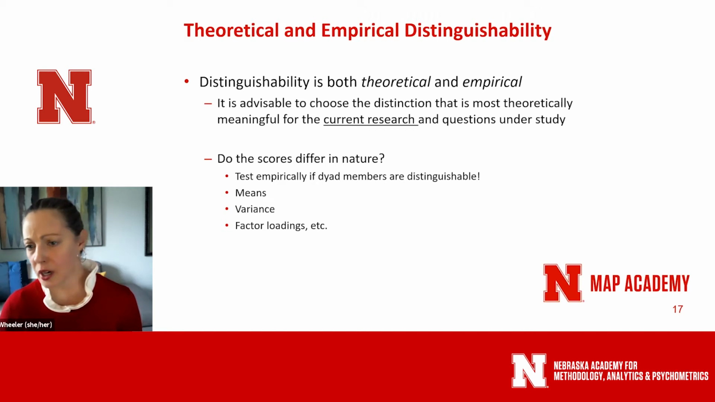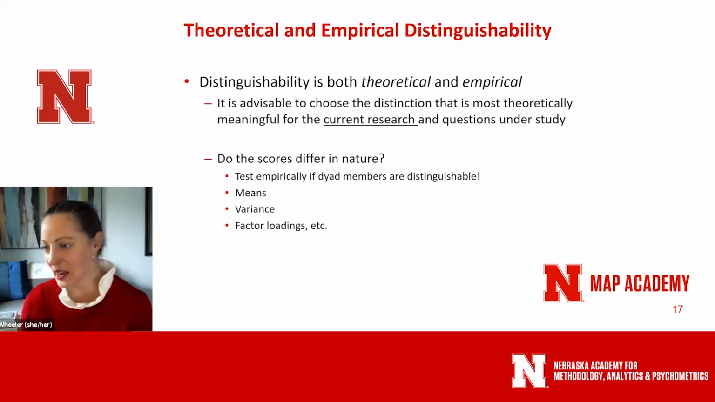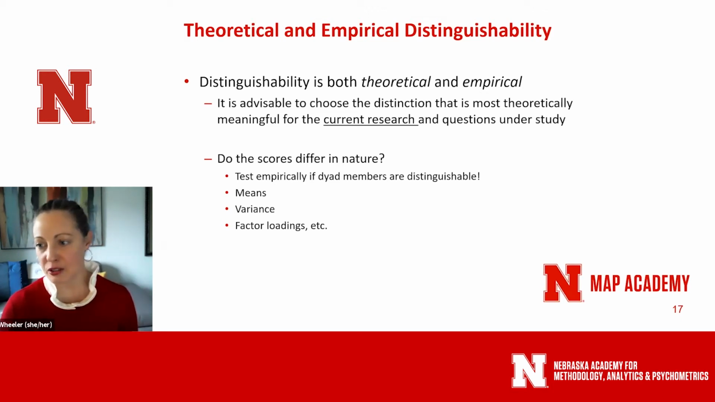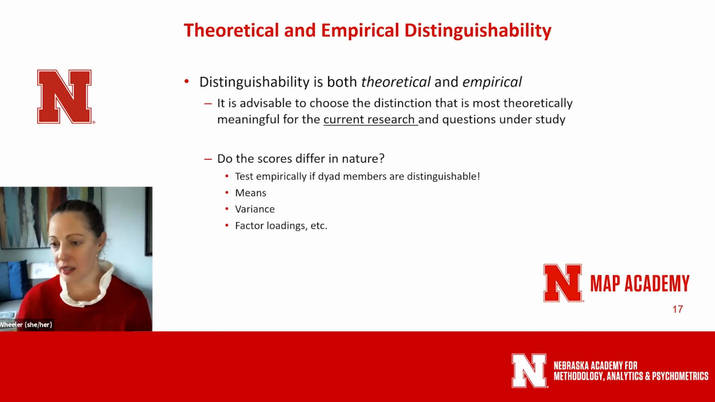So just a little bit more on why distinguishability matters. If you, as I was suggesting on the last slide, distinguish dyad members in an arbitrary fashion, right, the results from this analysis would vary if the data were ordered differently. So it is inadvisable to treat members of the dyad as distinguishable when in fact they are not. But just because members can be distinguished, such as by gender, does not mean that this distinction matters in the case of your particular research question.